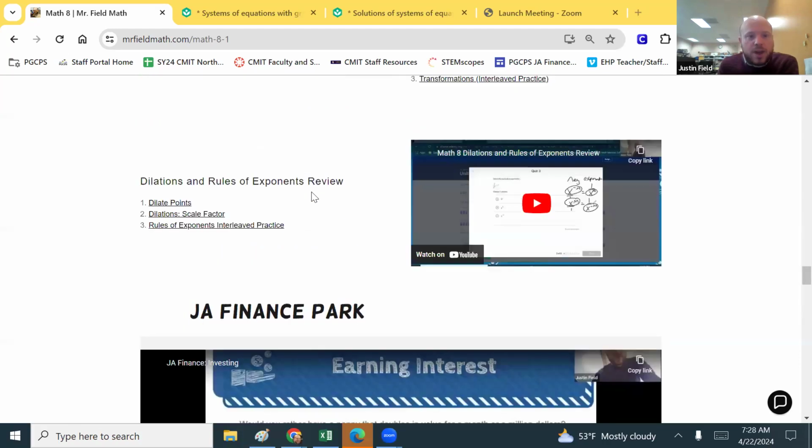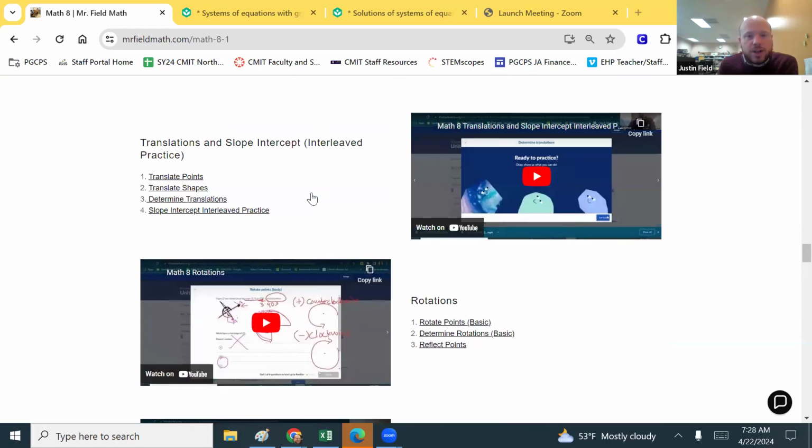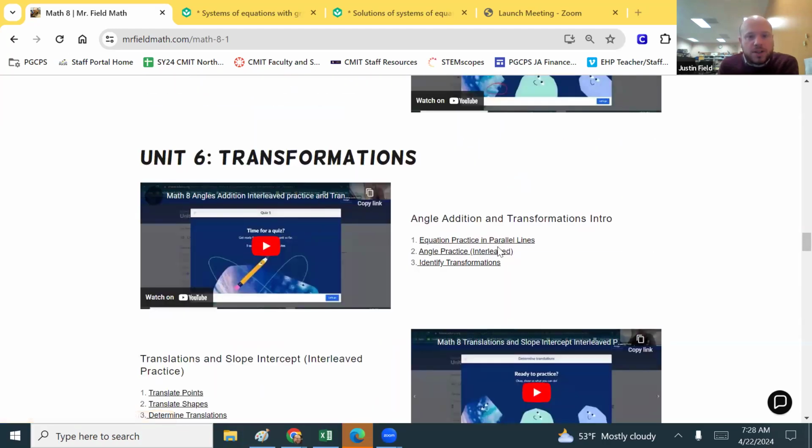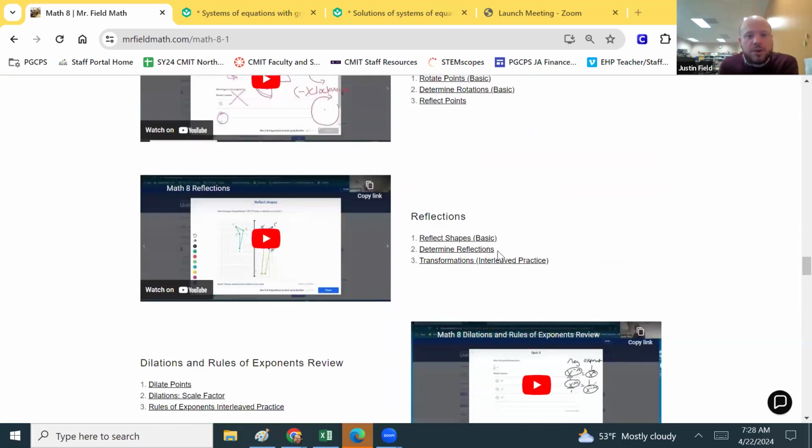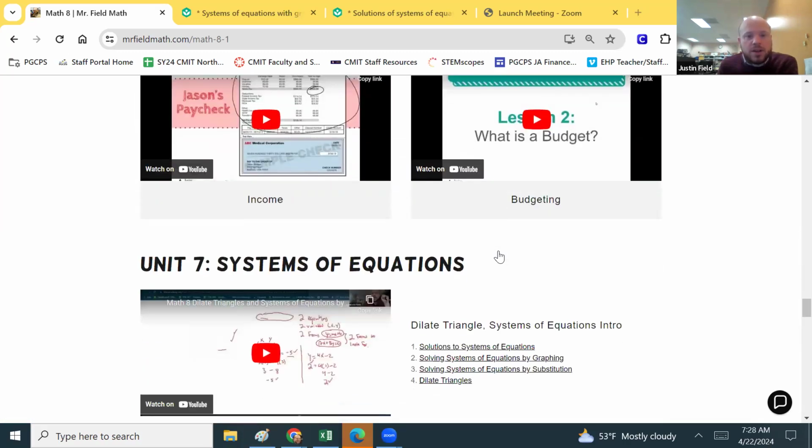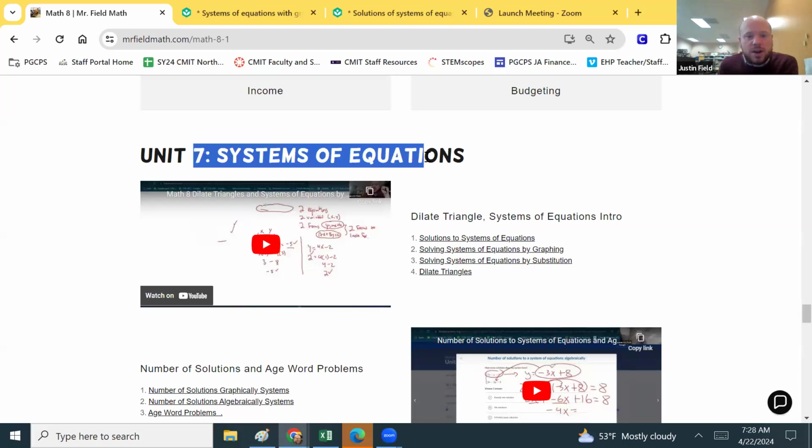Moving on. We have been on transformations for a long time, and you can see all these different things. But now it is time to move to systems of equations.